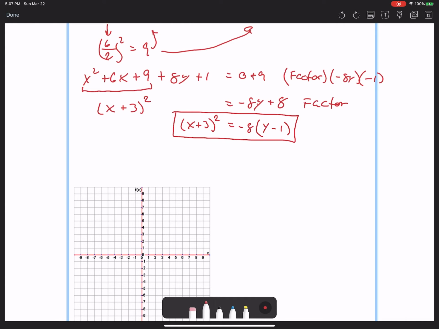My h value is hiding in here. It's negative 3, right? The opposite of what it looks like it should be. My k value is associated with the y variable, the opposite of what it looks like it should be, so the k value is a 1. Also, my 4p is equal to negative 8. If I take the absolute value of both sides of that, I find that the absolute value of 4p is equal to positive 8.